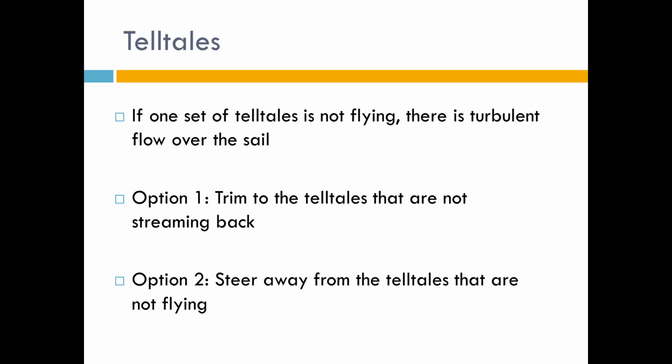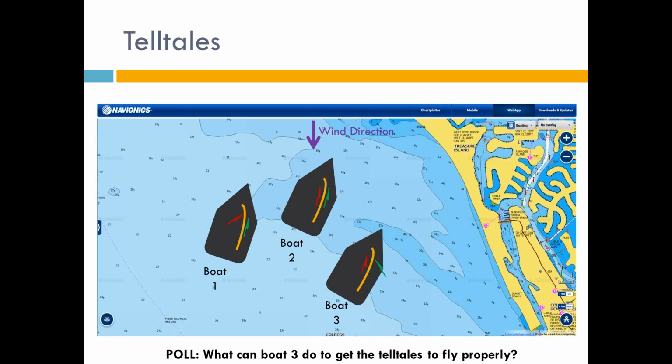So if the green ones aren't flying, we'll want to head up a little bit. It means that we're over-trimmed for the point of sail we're on for that scenario. And it's easier to look at pictures, so I've got this little graphic here. Boat 2 is sailing properly, trimmed properly in this condition. Our red telltale and our green telltale are both flying back, and they're sailing along nicely in this kind of close hauled direction.